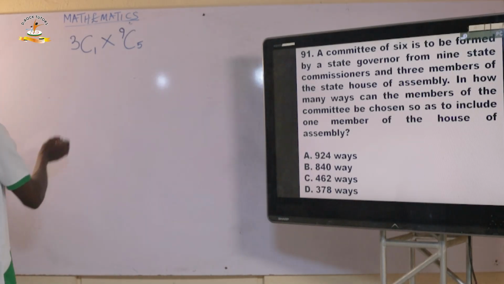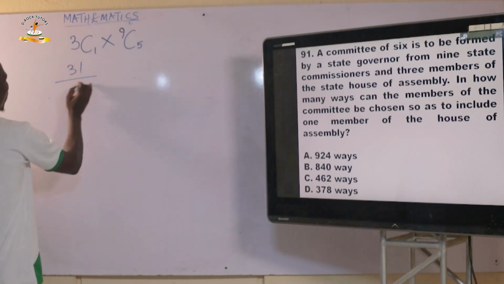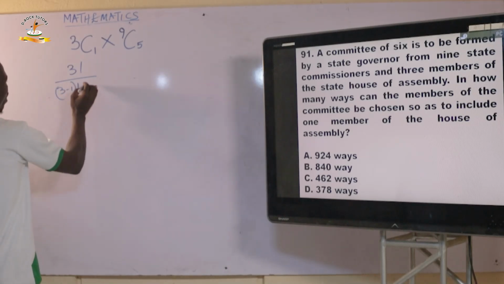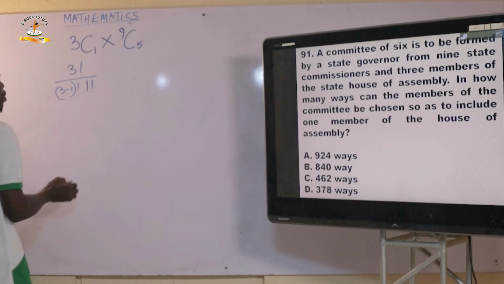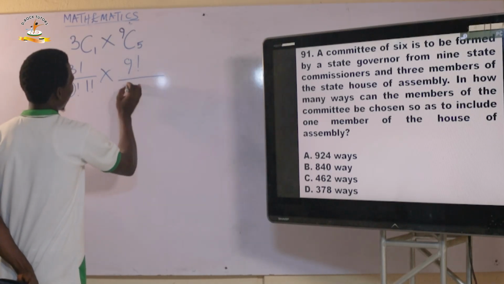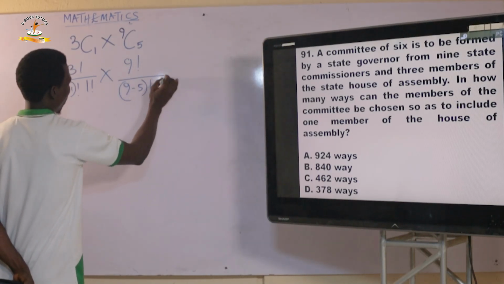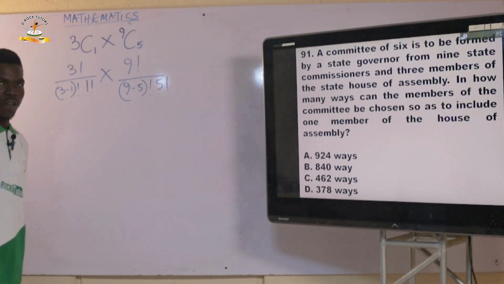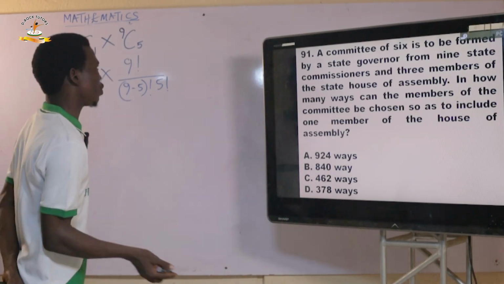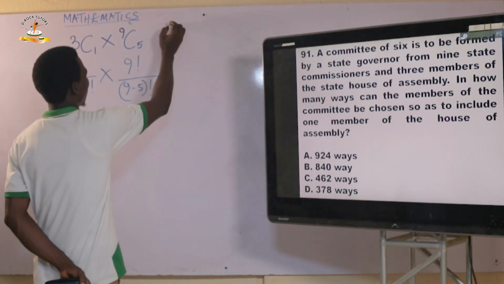So let's go ahead and do this. Don't forget combination. So it's going to be 3 factorial over (3 minus 1) factorial and 1 factorial, multiplied by 9 factorial over (9 minus 5) factorial and 5 factorial. I'm very sure you've not forgotten. We've given out the formula for combination, but in case you must have forgotten, let's quickly give that out again.